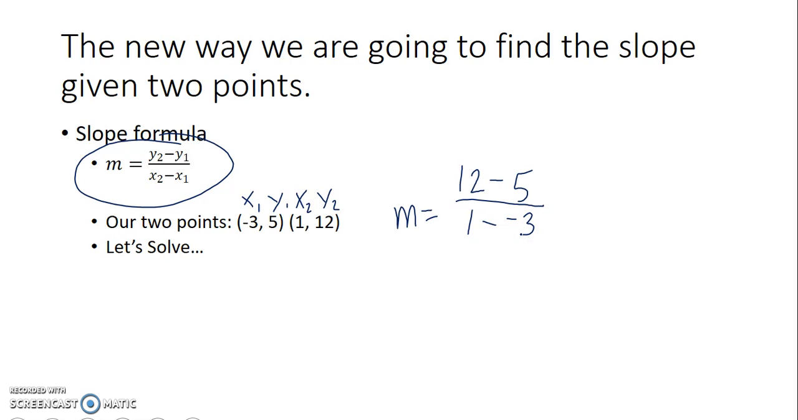All right, so quickly right off the bat, I see two negatives, so we do what? Right, we make those positives. So that's a positive 3 now. Let's solve this. We have 12 minus 5 is 7, over 1 plus 3 is 4. So our new slope is 7 over 4, or 7/4. Now it's your turn. I'm going to give you just a few minutes to figure this out by using our new slope formula.